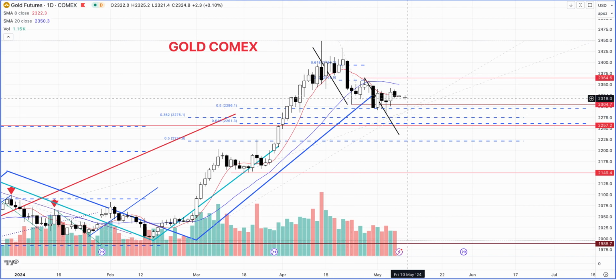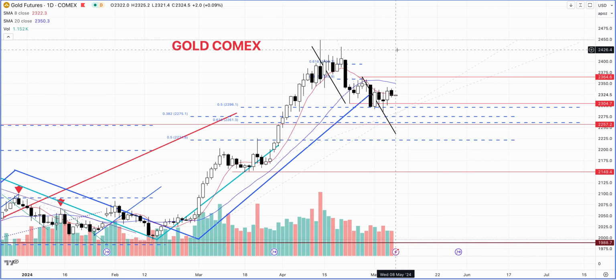But for quite a number of days, 1, 2, 3, 4, 5, 6, for about 6 days, the market is just hovering around and not actually closing below the 2300 level for the gold, which remains positive for the bulls.